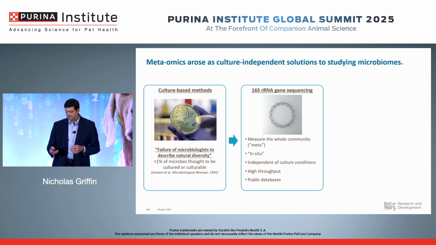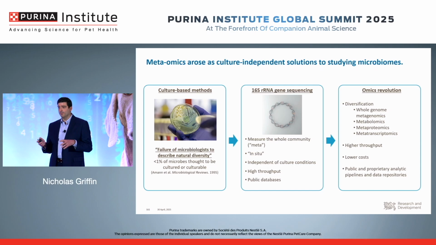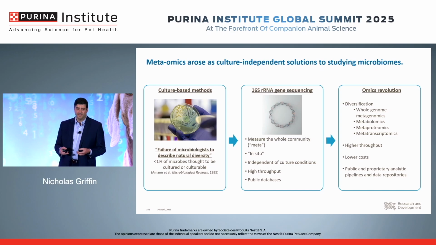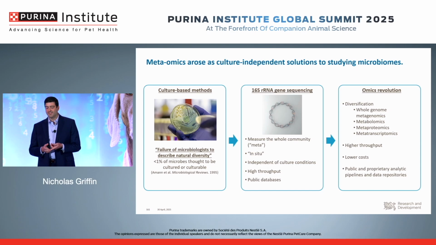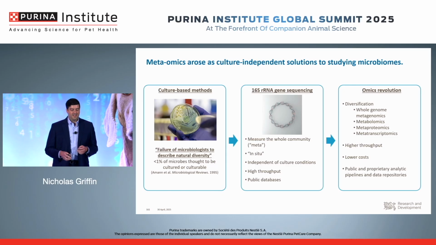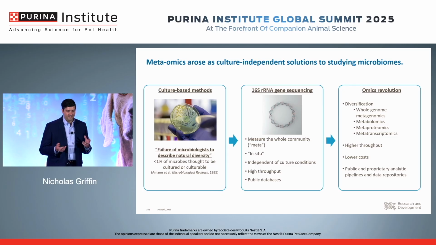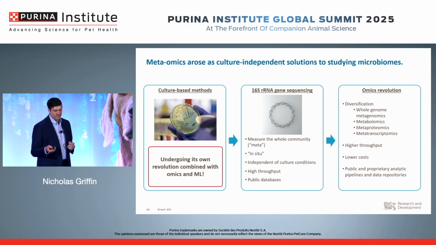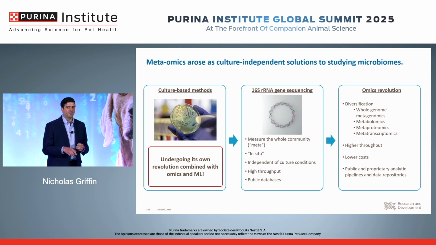Since then, that has led to where we are now in an omics revolution where there's a wild diversification of things that we can do. So now there's an increase in moving towards whole genome metagenomics instead of 16S, metabolomics, metaproteomics, metatranscriptomics, and at even higher throughput through advances. And I would even point out that some of those advances are leading to a revolution that's going on in those culture-based methods. And I'm going to talk a little bit more about that later.